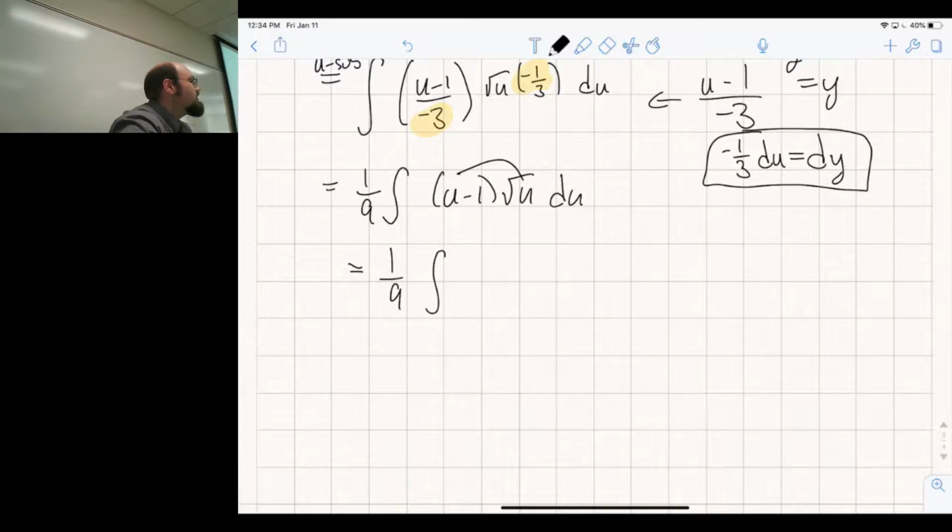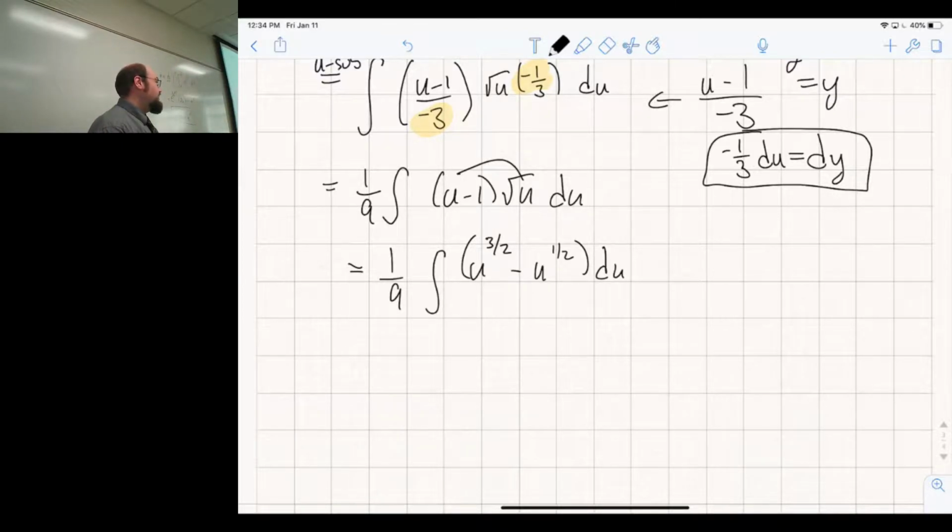Any idea? If you were to add their exponents together, you would get u to the what? 3 halves. 1 plus 1/2 is 3 halves, right? Minus 1 times the square root of u, but the square root of u is the same thing as u to the 1/2. How easy is it now to integrate that?